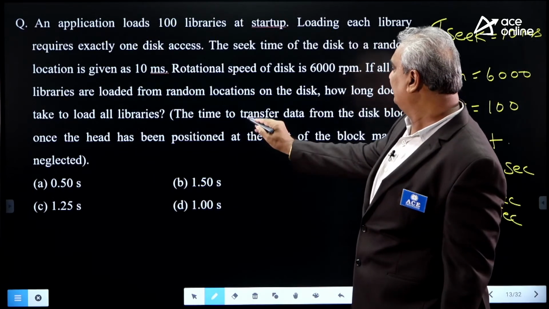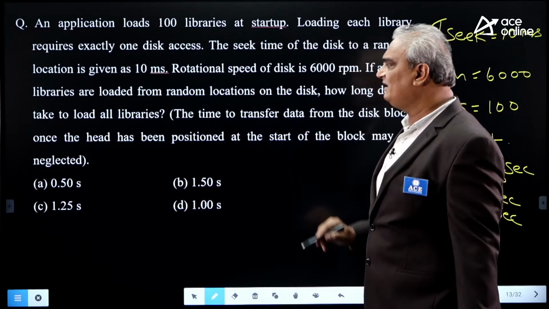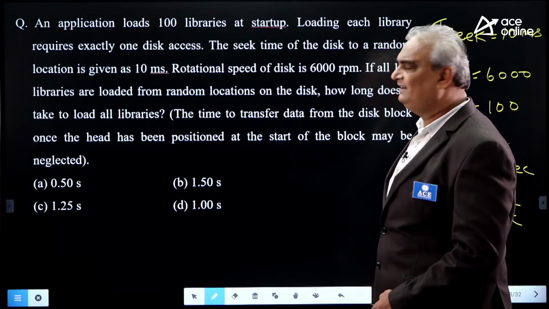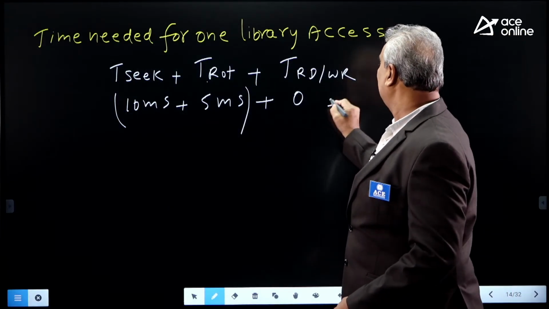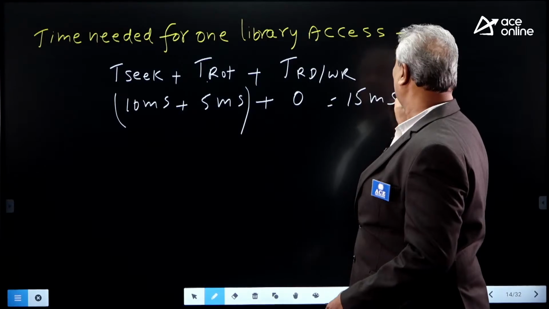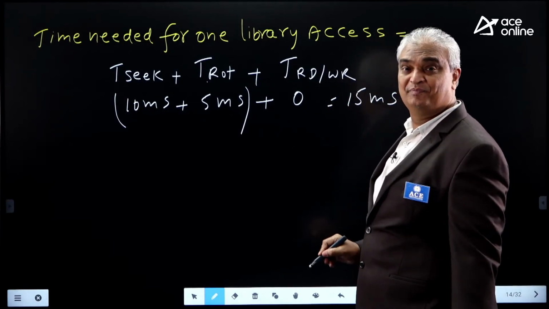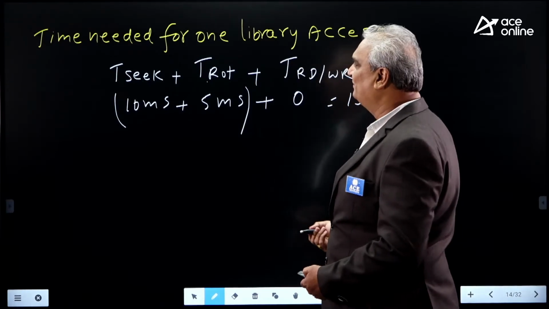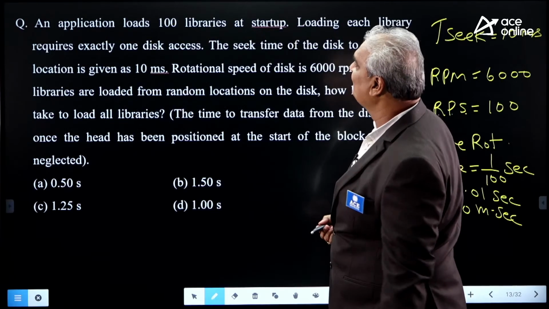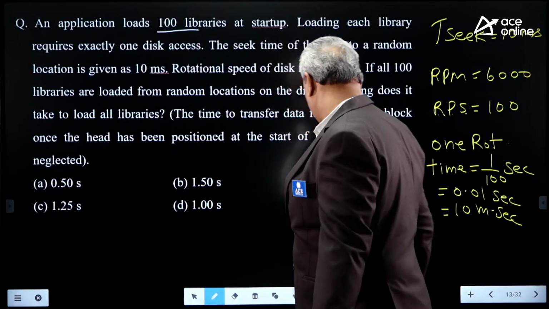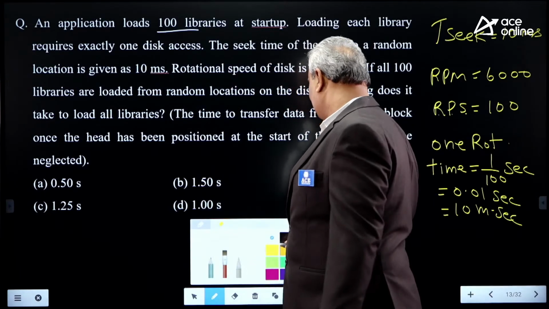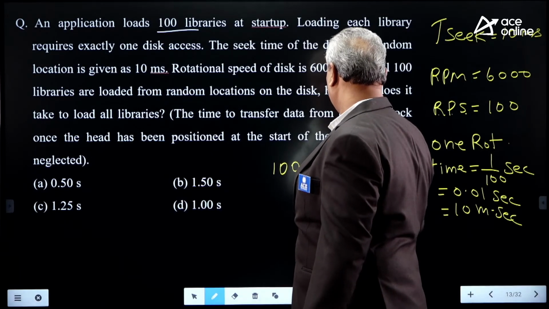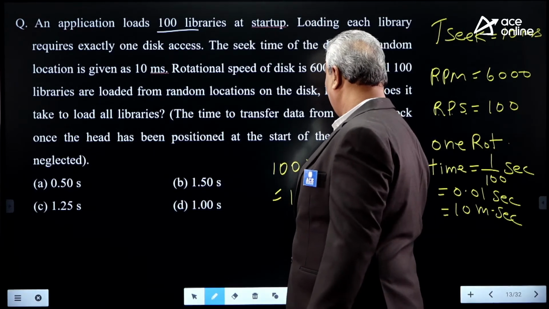Look here. The time to transfer data from the disk block, once the head has been positioned at the start of the block, may be neglected, means it is 0, means 15 millisecond. For how many libraries? One library. How many such libraries are needed to load? 100. That's why, what about our answer? Answer is nothing but 100 into 15 millisecond, nothing but 1.5 second.